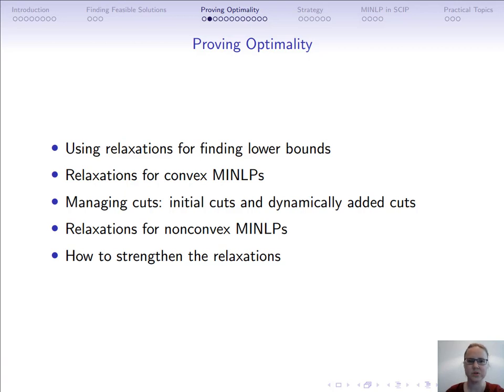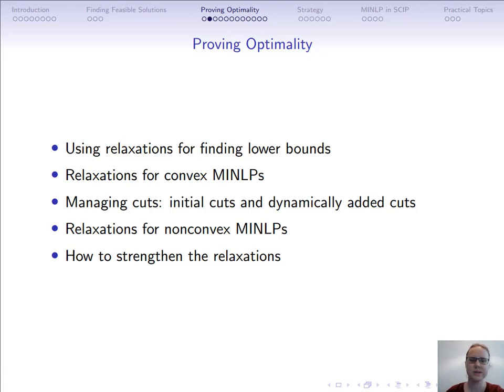Then I'm going to focus on the convex case first, and I will describe how relaxations can be built in this case, both continuous relaxations and linear relaxations. That is where the notion of cutting planes or cuts comes in. And once we know how a single cut can be constructed in the convex case, I'm going to explain how algorithms can manage cuts. That is, when and which cuts to use.